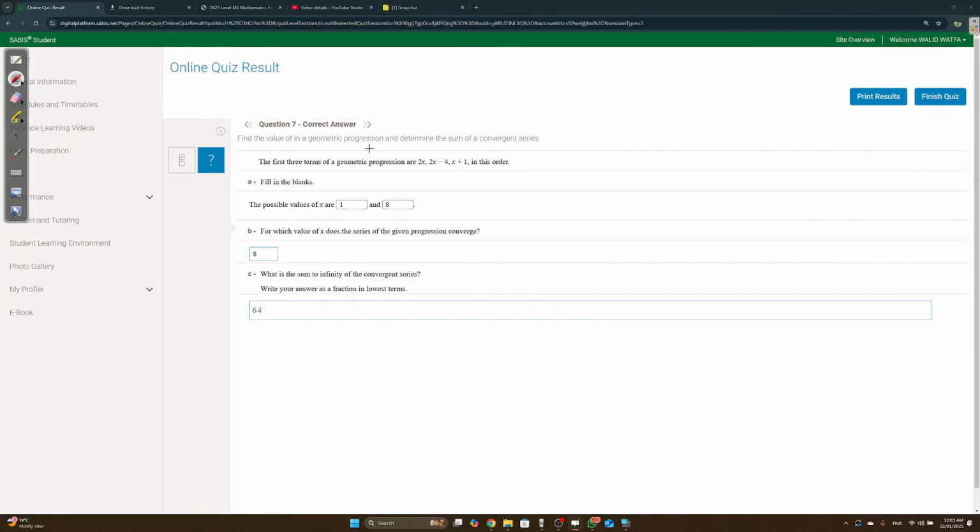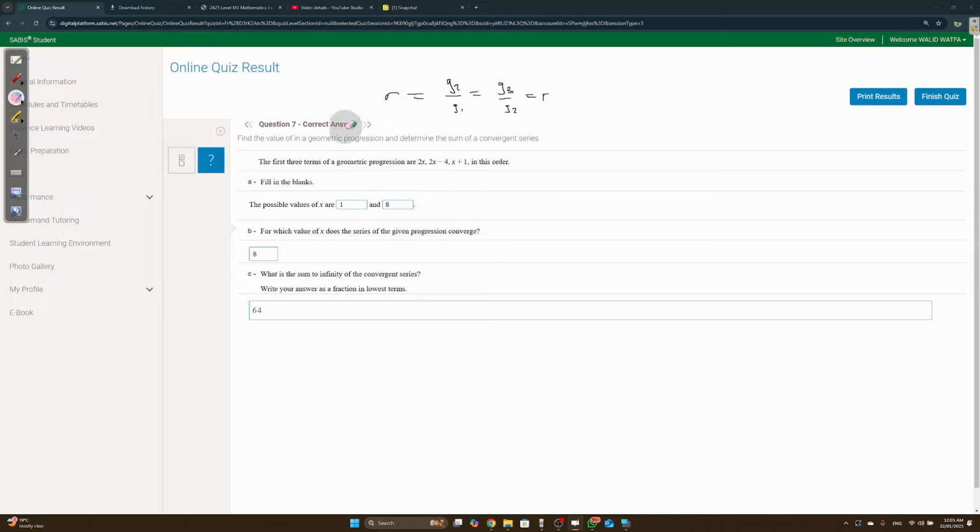Question 7. The first 3 terms of a geometric progression are 2x, 2x minus 4, x plus 1 in this order. What are the possible values of x? Over here, we want to find x. In a geometric progression, here to here you multiply by r, here to here you multiply by r. A very important rule to know, it works all the time when you have 3 consecutive terms, is that g2 over g1 is equal to g3 over g2. Because g2 over g1 is just equal to the ratio, and g3 over g2 is equal to r. Anytime you divide 2 consecutive terms, they equal the ratio of the geometric progression, right?